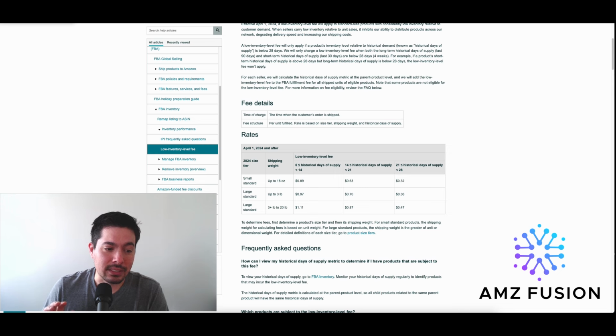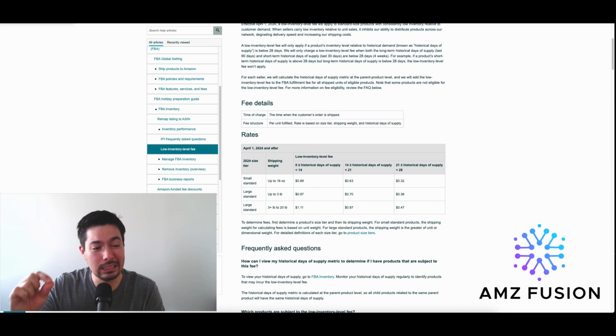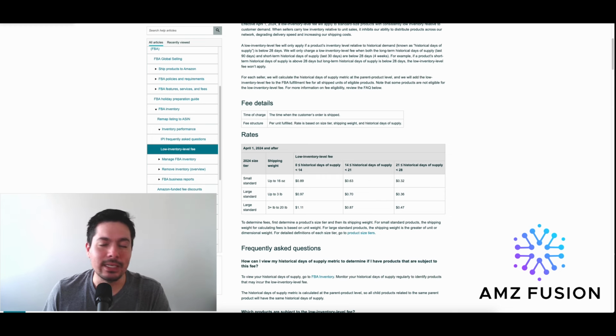I think Amazon's like, hey, revenue's down. Temu's kind of beating us up. We need to take it from the sellers. Billions and billions of dollars in profit every year is not enough for our shareholders, so we need to do just a little bit more. So what's a fee we can come up with? Low inventory. Guys, I'm sorry.